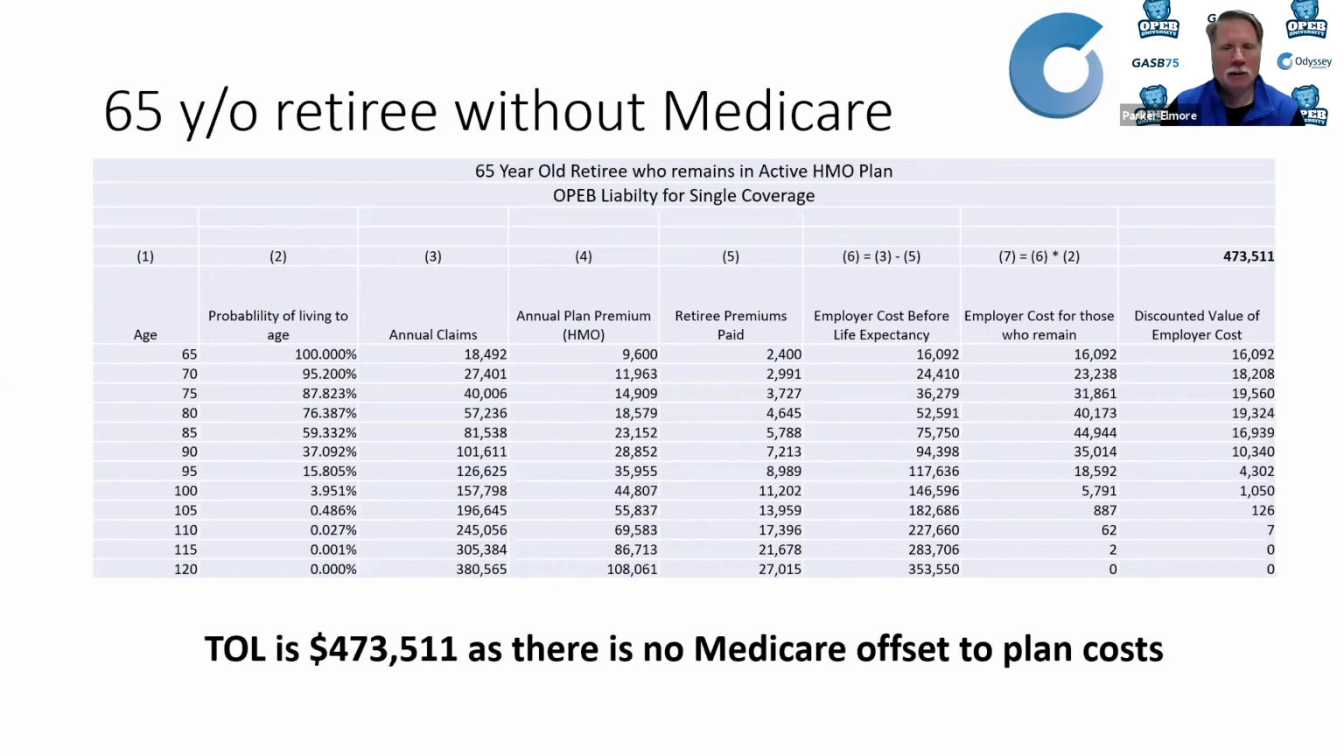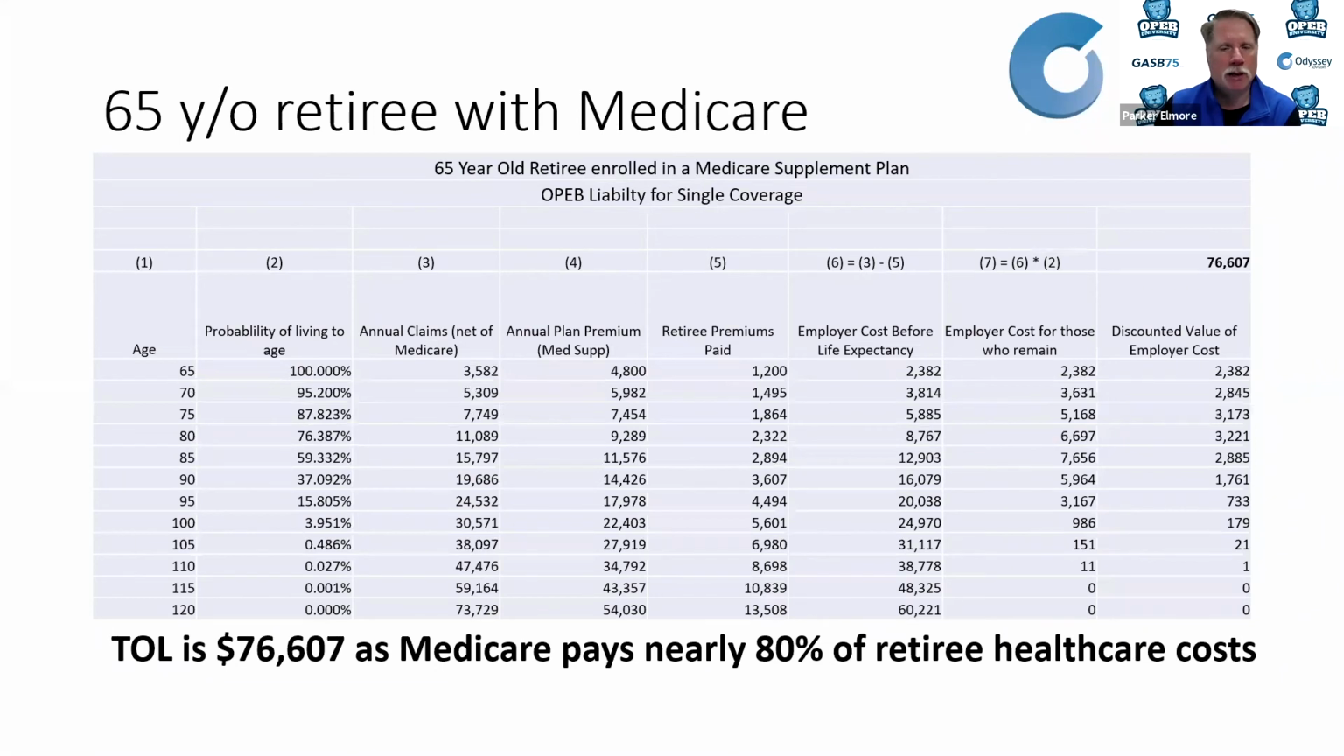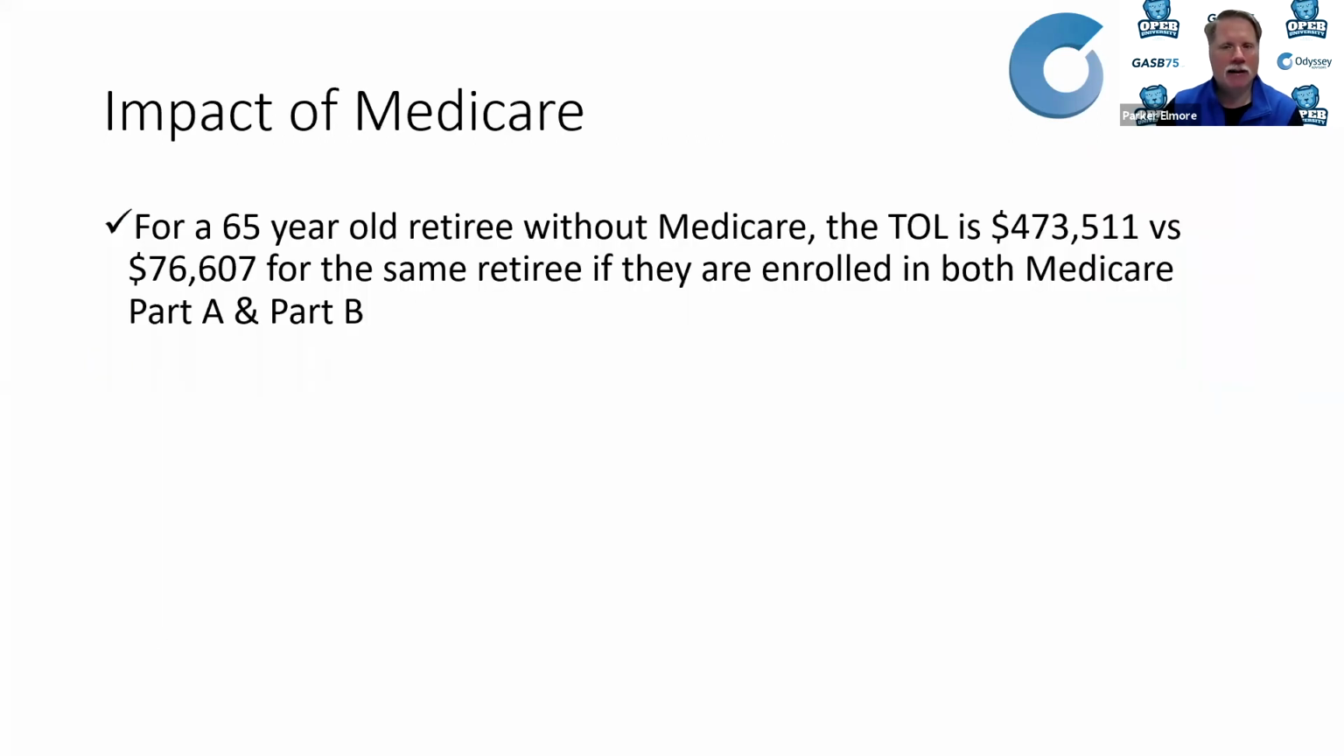Now let's take that same retiree and say they're in Medicare. Under this scenario, their premium drops to $4,800. Their premiums, because again, it's all the age 65 plus people combined, their actual costs are only about $3,500 and change. Over time, their total liability is about $76,000. So as you'll see on the next slide, without Medicare, we're at $473,000. With Medicare, we're at $76,000. So again, Medicare wants to pay about 80% of the bill, and you're saying, no, we're good, we'll pay it.